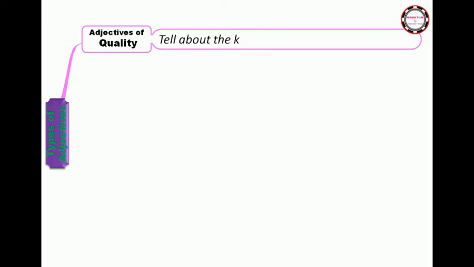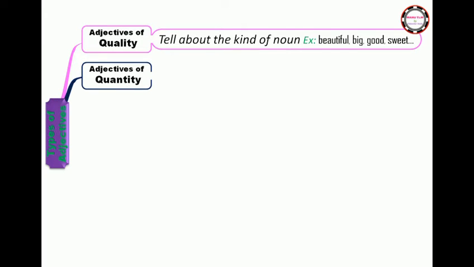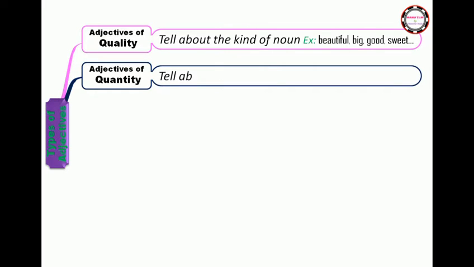First one, adjective of quality. It tells about the kind of noun. Example: beautiful, big, good, sweet, like that. Second one, adjective of quantity. It tells about the quantity of a noun. Example: enough, some, like that.